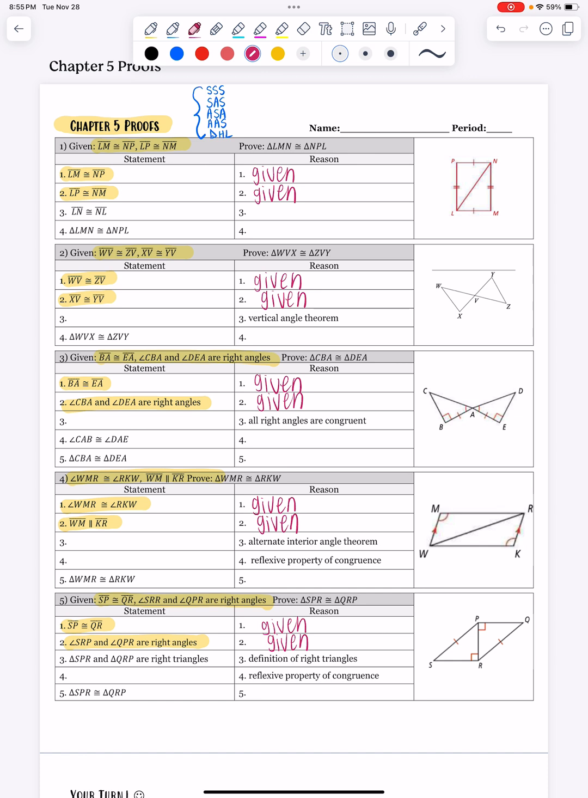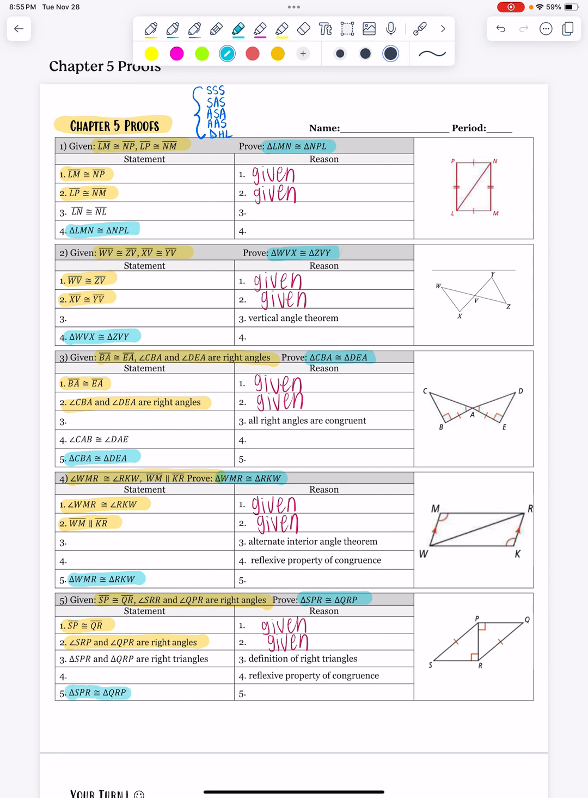And then what we're trying to prove on every single one of these proofs is that the triangles are congruent, so that the 2 triangles in the picture are congruent to each other. And you can see that that is where you wind up in the proof. That's like your end game. And you're trying to figure out which shortcut, or reason, is going to go next to each of these in the proof.